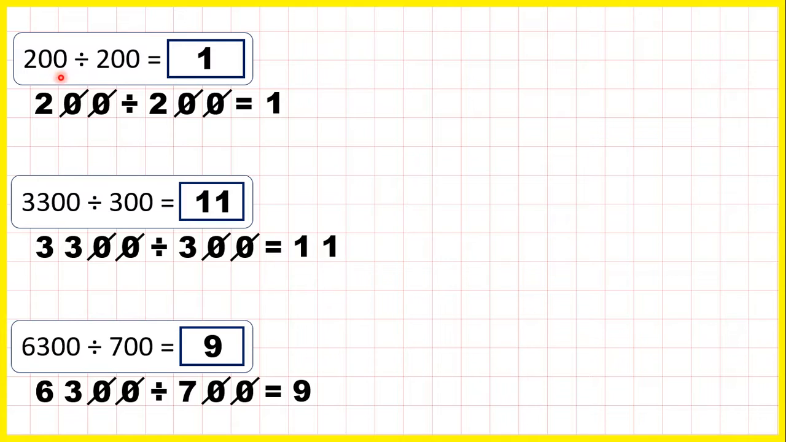So 200 divided by 200 gave us the same answer as 2 divided by 2. 3,300 divided by 300 gave us the same answer as 33 divided by 3, and 6,300 divided by 700 gave us the same answer as 63 divided by 7.